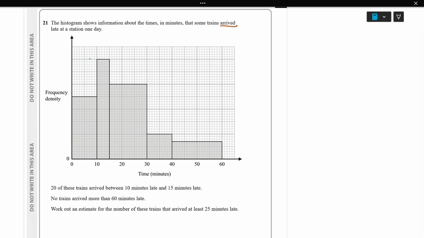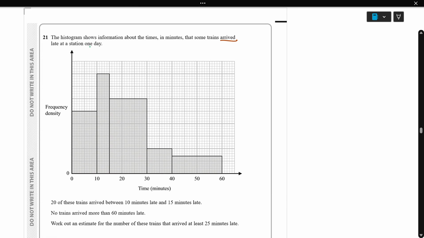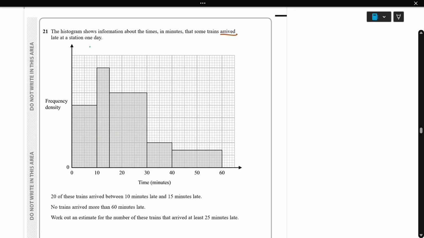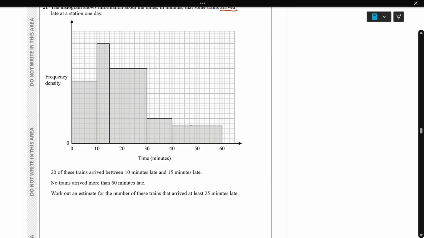Question number 21. The histogram shows the information about the times in minutes that some trains arrived late at the station one day. So here the graph is given. 20 of these trains arrived between 10 minutes and 15 minutes. No trains arrived more than 60 minutes late. Work out an estimate of the number of these trains that arrived at least 25 minutes late. So it's more than 25 minutes. We need to calculate here how many trains arrived late.